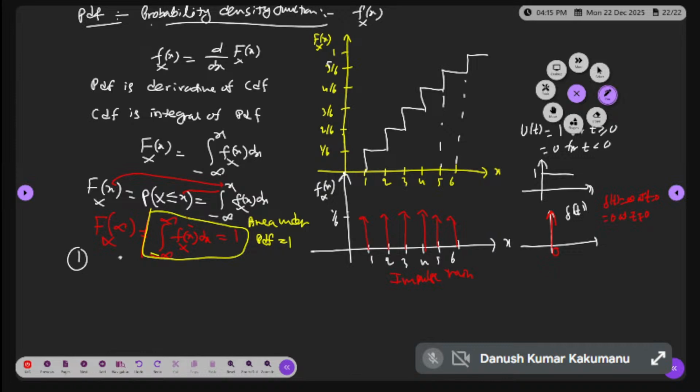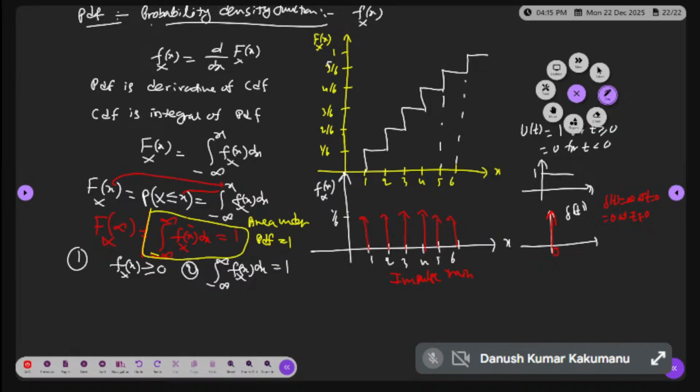That means the first property is that the PDF is always positive. You are understanding? Second property, area under the PDF. Area under the PDF is equal to what? 1. This is very, very important. Second property, area under the PDF is 1.